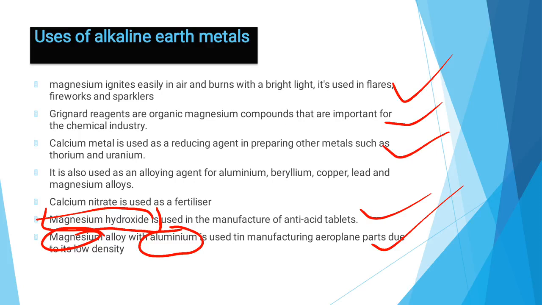Then we have calcium nitrate, which is used as a fertilizer. And then we also have calcium, which is used as an alloy agent for aluminium, barium, copper, lead, and magnesium alloys.